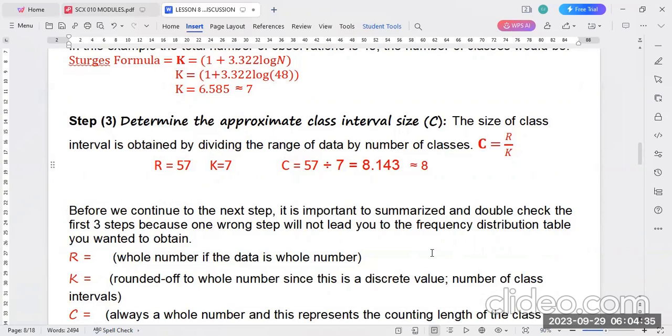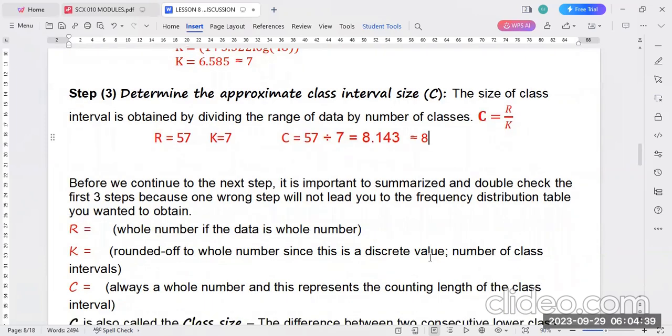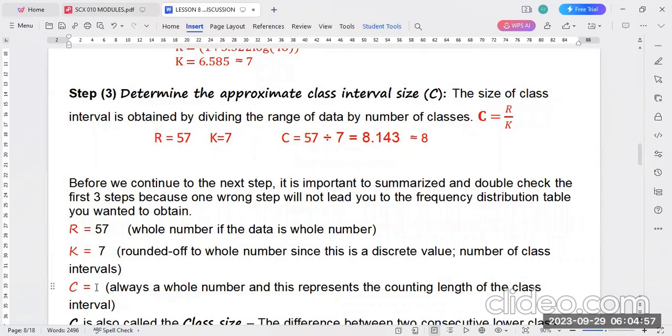Now, before we continue to the next step, it is important to summarize and double check the first 3 steps, because one wrong step will not lead you to the frequency distribution table you wanted to obtain. Now let's summarize. R is equal to 57. K is equal to 7. And C is equal to 8.